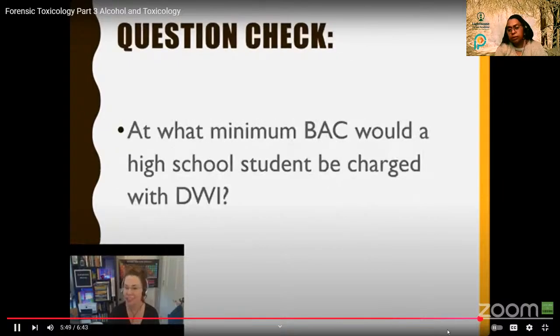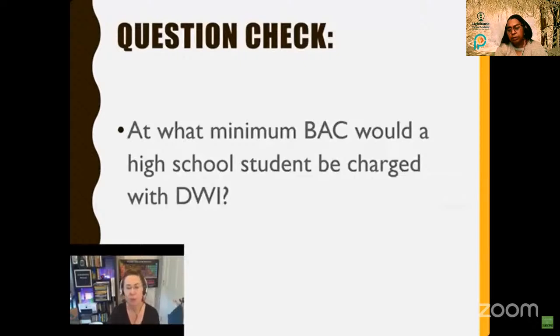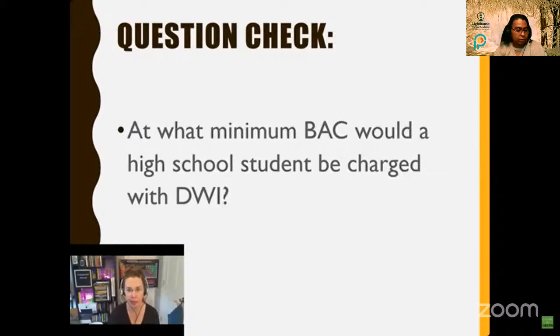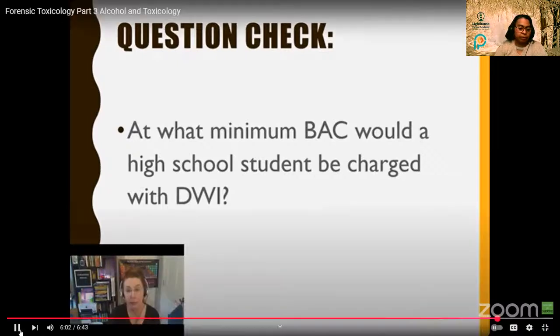So question check. At what minimum BAC would a high school student be charged with DWI? If you chose 0.02%, you would be absolutely correct. So I hope you wrote that down and hope you know. I know y'all are perfect citizens. You would not get caught drinking and driving, but just know it doesn't take much for you at your age to get a DWI.